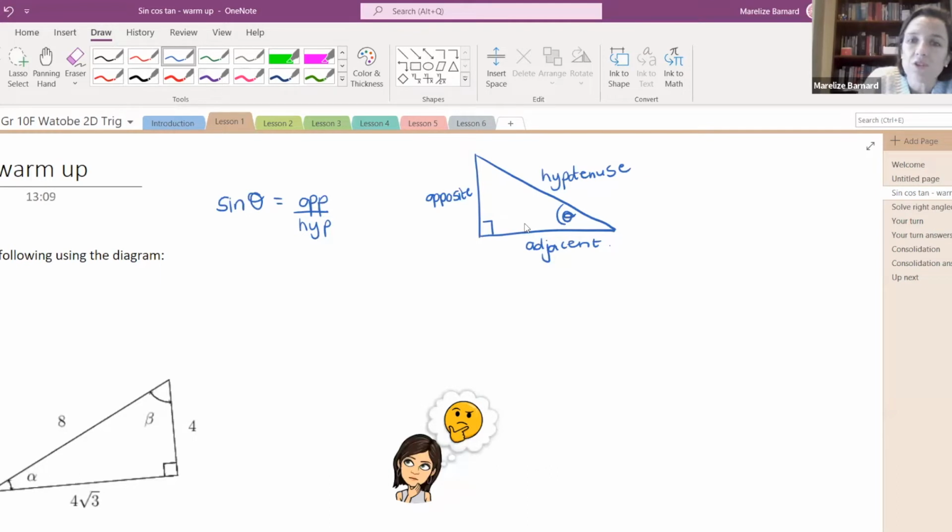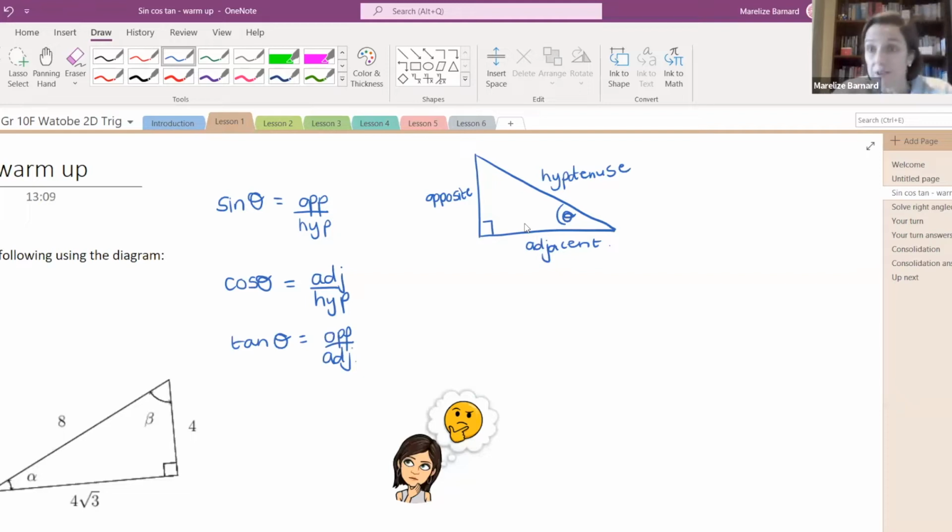So when we go to theta and we talk about the opposite over the hypotenuse, that is sine. Cos theta is the adjacent over hypotenuse. And then the last one, tan theta, is opposite over adjacent. Opposite over adjacent. Okay, so that is what you basically learned in the beginning stages of trigonometry.